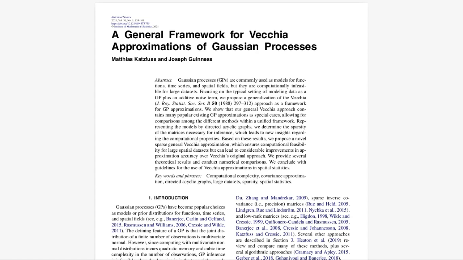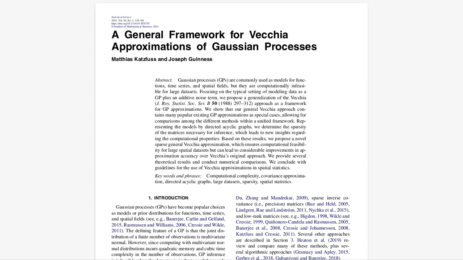Exactly. And the paper we're looking at today provides a general framework for understanding these approximations, which is really neat. It's a really elegant framework because it reveals how seemingly different approaches to Gaussian process approximations are actually interconnected. It's like discovering a hidden pattern connecting all these different puzzle-solving techniques. Oh, cool. So let's talk about those different approaches. Katzfus and Guinness mention several types of Vecchia approximations. What are some of the highlights?